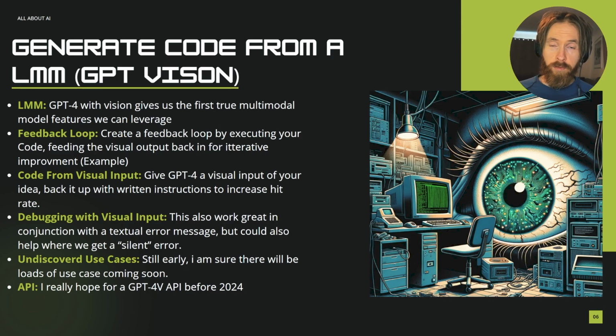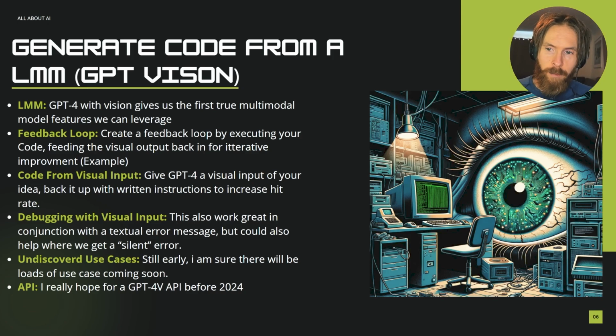And you can do code from visual input. So I think I have some sketches in my notebook. We're gonna feed that in, maybe get some kind of UI code out. Let's try that. Like I said, debugging with visual input is kind of the same, but it works in conjunction with textual error messages, but also it can help with these silent errors. Sometimes you don't have an error message, but nothing is working, right? So I have tested that out. I think there's a lot of undiscovered use cases here. It's still early, but I hope there's gonna be loads of use cases coming soon.